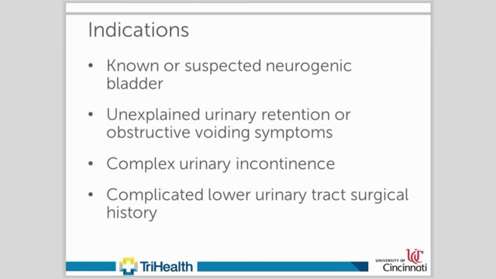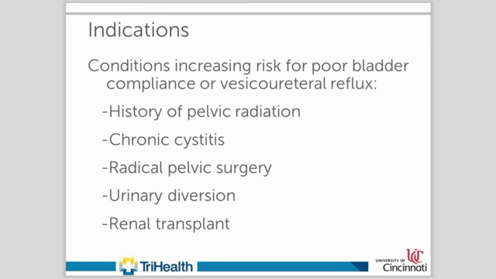Conditions for which video urodynamics are indicated include known or suspected neurogenic bladder, unexplained urinary retention or obstructive voiding symptoms, complex urinary incontinence symptoms, complicated lower urinary tract surgical history, or conditions increasing the risk for poor bladder compliance or vesicoureteral reflux, such as a history of pelvic radiation, chronic cystitis, radical pelvic surgery, urinary diversion, or renal transplant.